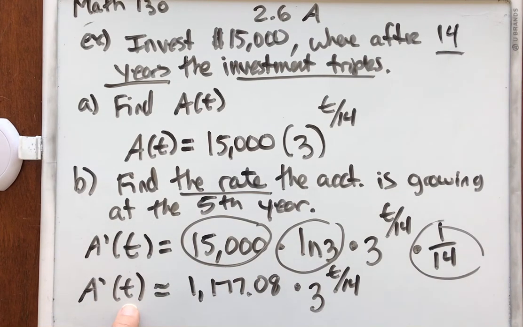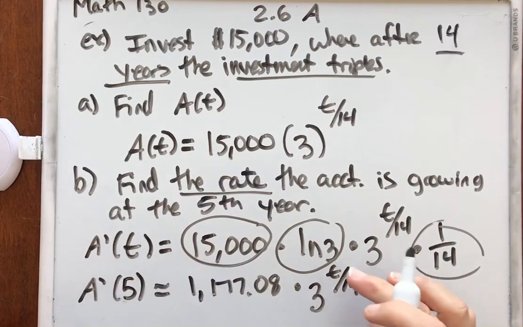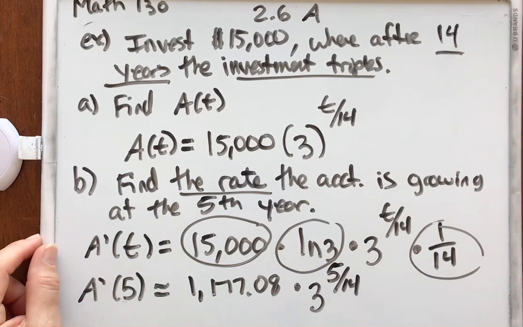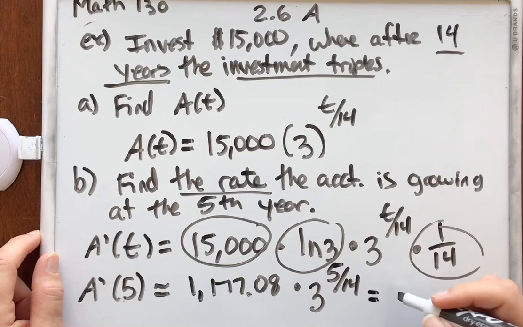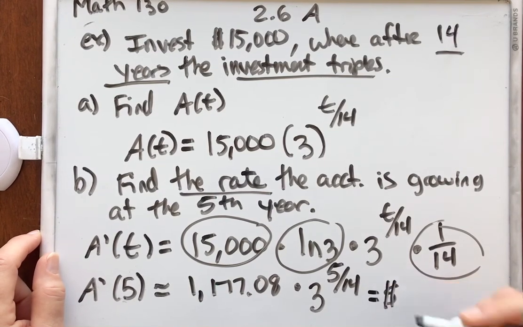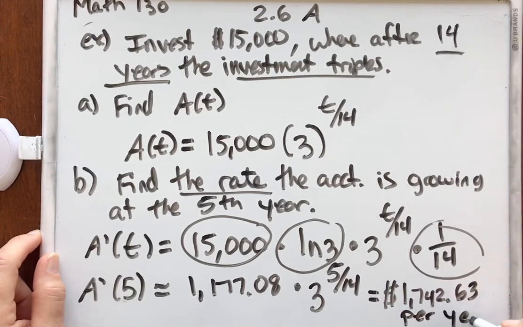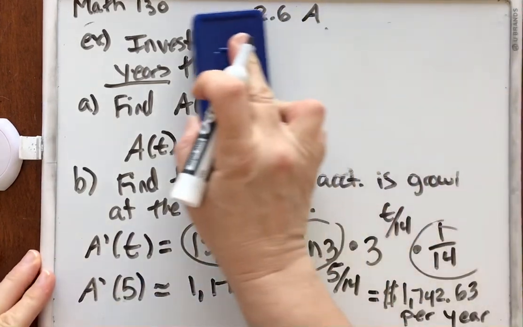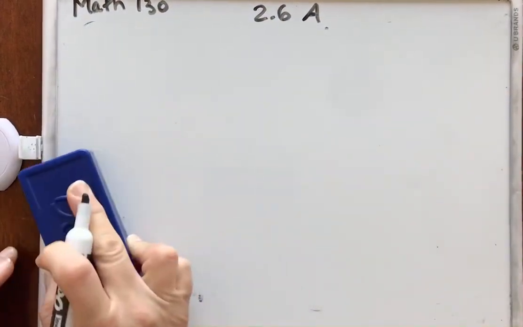So let's do it now. We're going to put 5 into A prime of t. Because I'm running out of room, I'm just going to put a 5 in here. And that turns out to be $1,742.63 per year. Okay, let's move on.